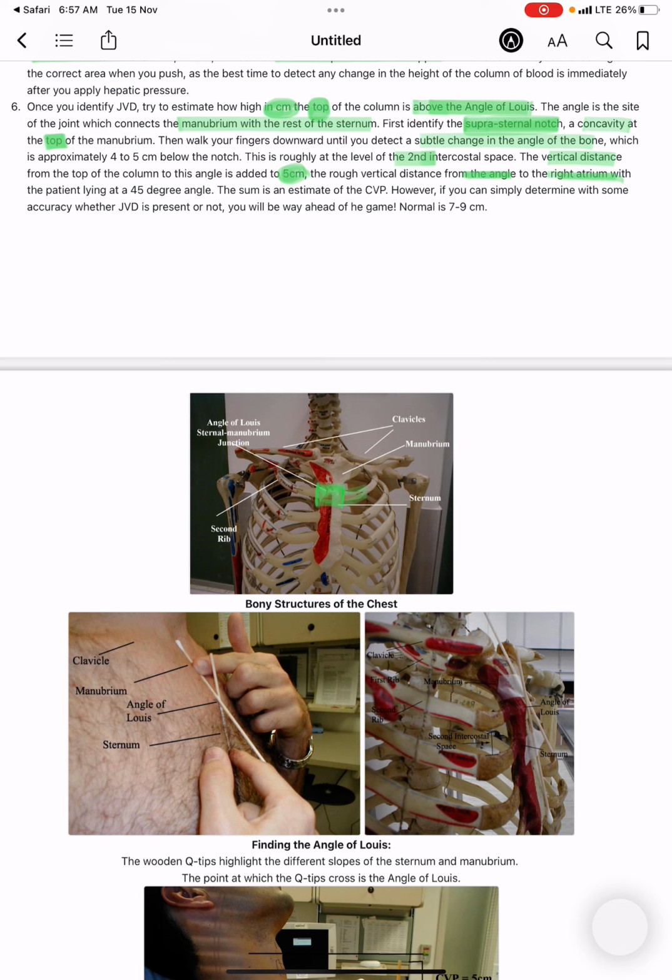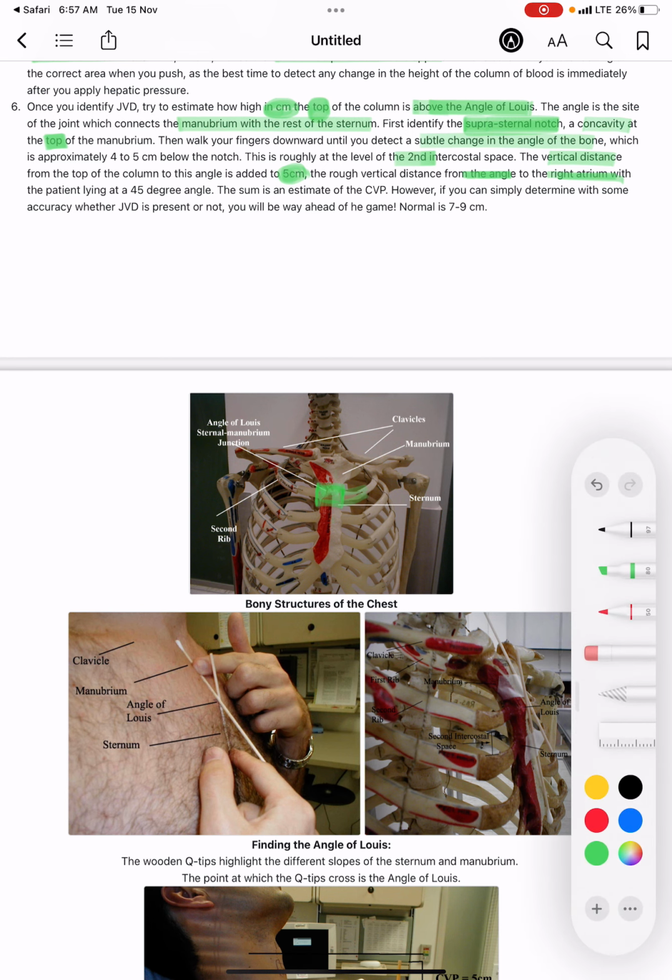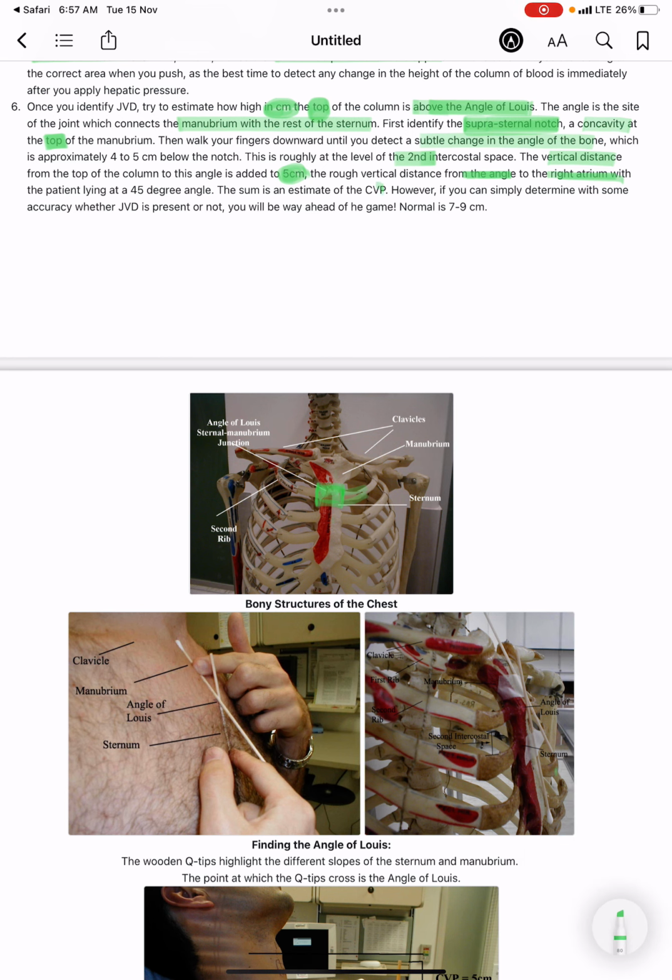So when the patient is lying at a 45-degree angle, we measure from the top of the column to the manubriosternal angle, and then we add 5 centimeters. This 5 centimeters is the distance from the angle to the right atrium. So this sum is an estimate of the central venous pressure.